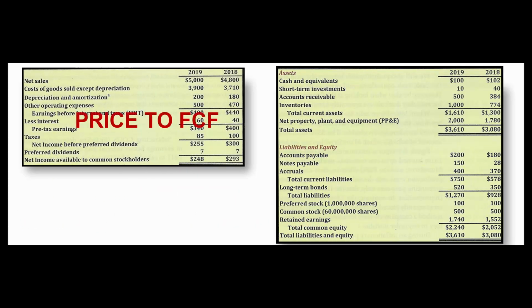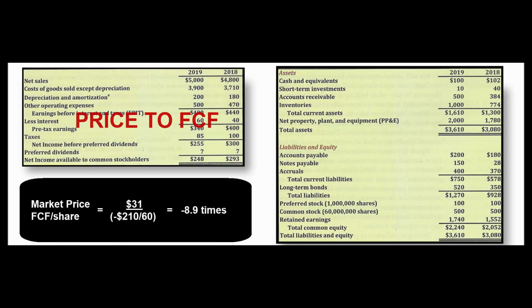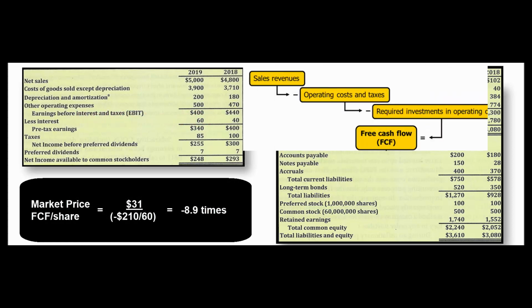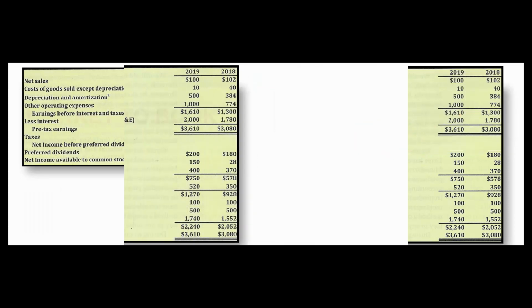Or we might look at the price per share over the free cash flow per share. If the price per share is 31, and remember we calculated the free cash flow, the extra cash after the company pays their operating bills, pays their taxes, and maintains their assets, of negative 210. Divide that by the 60 million shares that are outstanding, and you end up with an unpleasant minus 8.9. That's the price per share over the free cash flow per share.